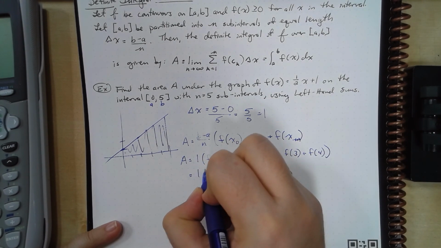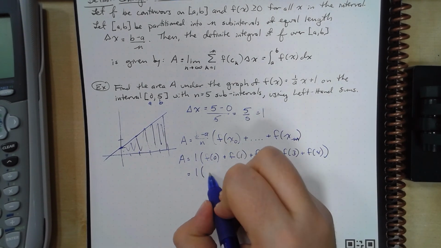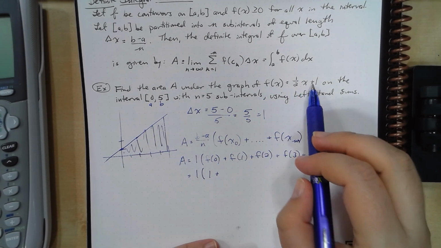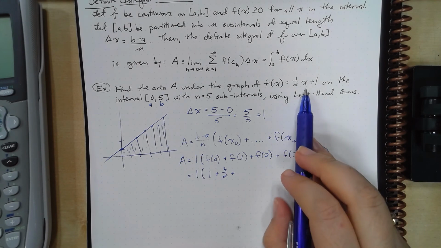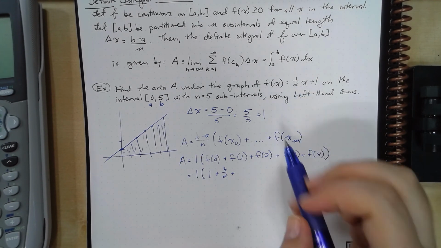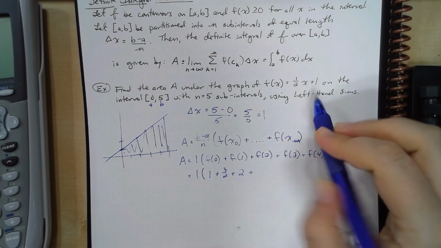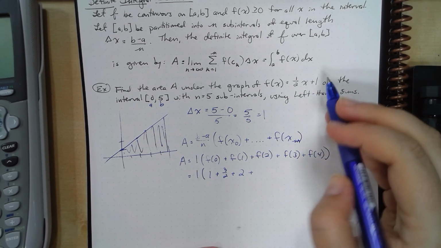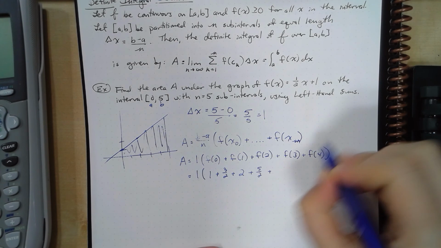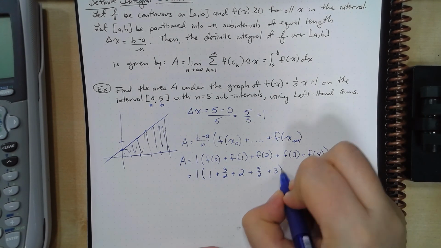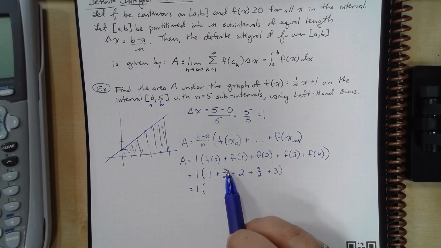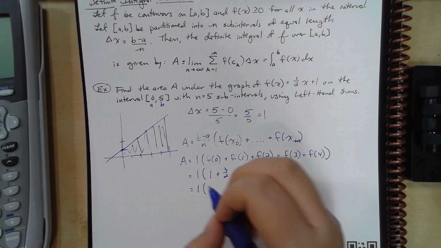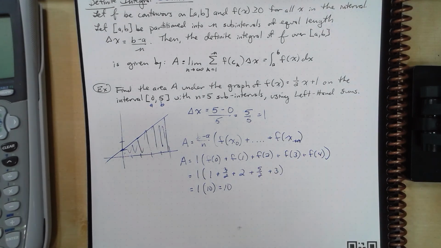So our area is equal to 1 times, well, f of 0 is 1, plus f of 1 is 3/2, plus f of 2 is 2, plus f of 3 is 5/2, plus f of 4 is 3. So this is going to be equal to 1 times (1 plus 8/2), and that is 5, 6, 7, 8, 9, 10. So the area under this curve is equal to 10.